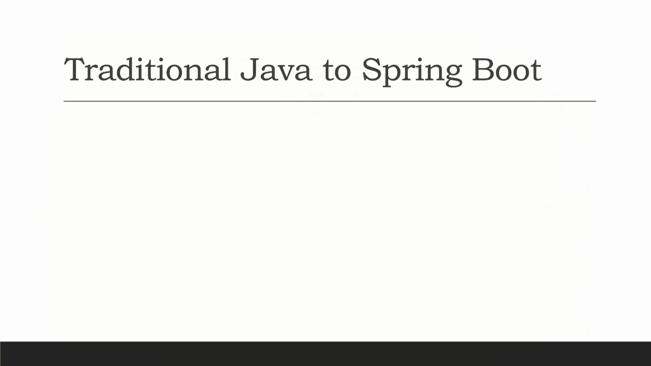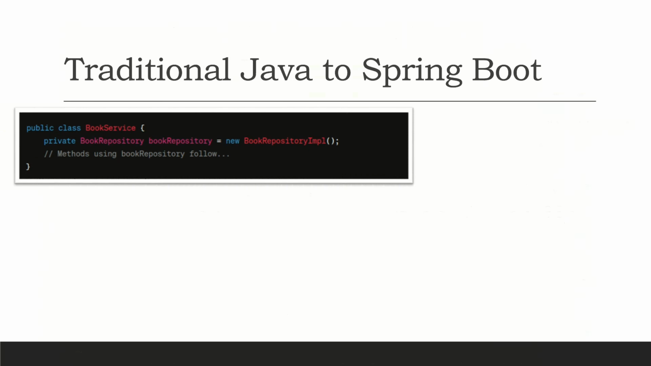From traditional Java to Spring Boot. In a traditional Java application, a book service class responsible for book-related operations might directly instantiate a book repository class to access the database. This tightly couples the two classes, making testing and maintenance difficult.